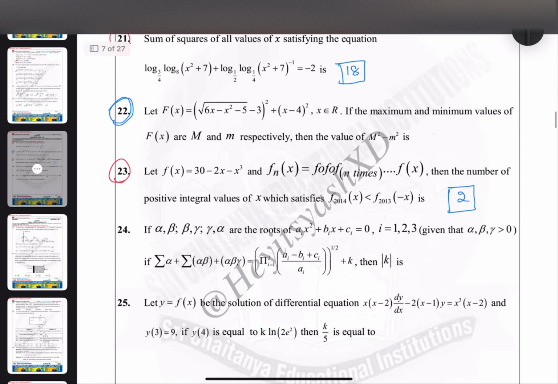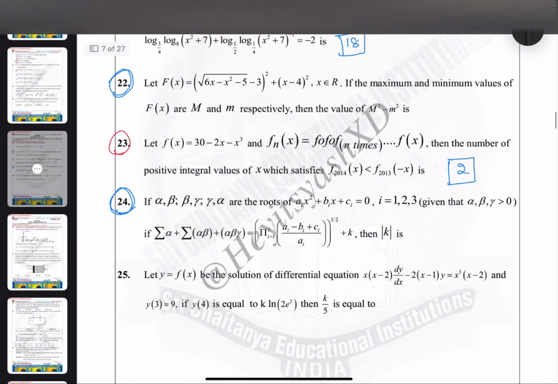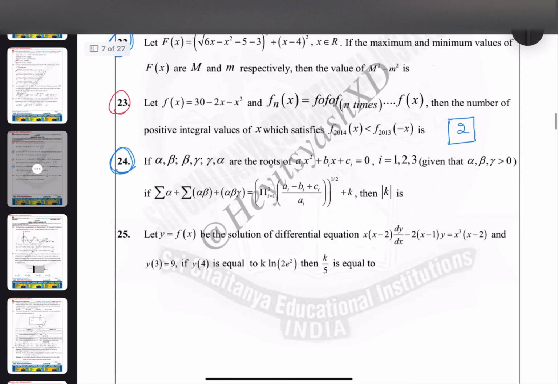Moving on to this question. Alpha, beta are the roots of a1 x square plus b1 x plus c1. Beta, gamma are the roots of a2 x square plus b2 x plus c2. Alpha, gamma are the roots of a3 x square plus b3 x plus c3. Given that alpha, beta, gamma are all greater than 0. This is a very weak question that is present in this question paper. So let us assume alpha is equal to beta is equal to 1.